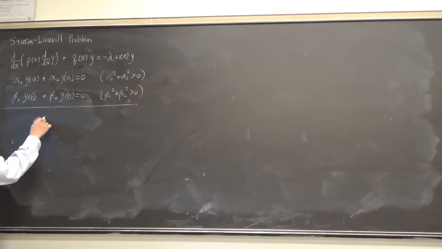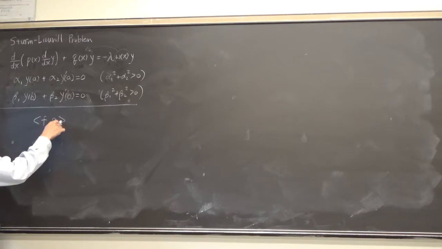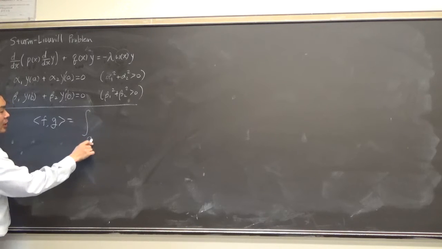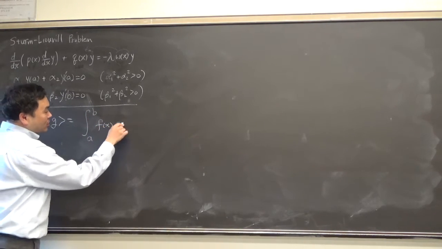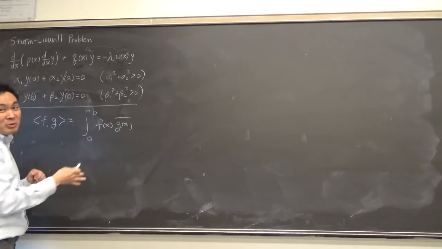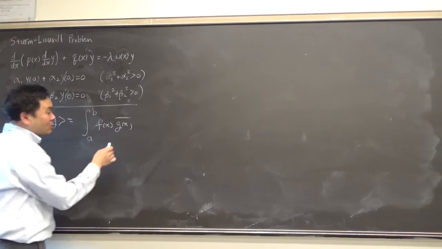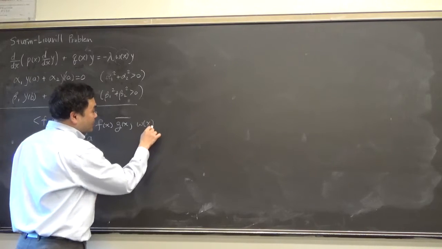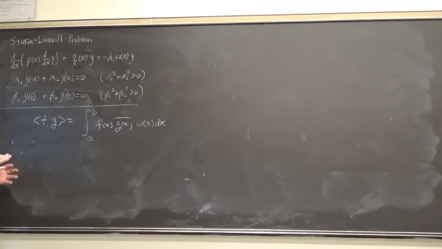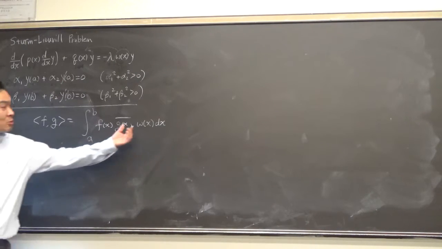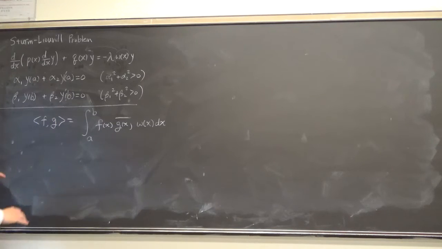If you define a weighted inner product as the integral from a to b of f of x times g of x bar, where bar doesn't mean anything if it's a real valued function, times w of x dx, you can check, it's almost the same proof. You can just review what I did for the case when w of x is 1, and it's exactly the same proof. Okay?